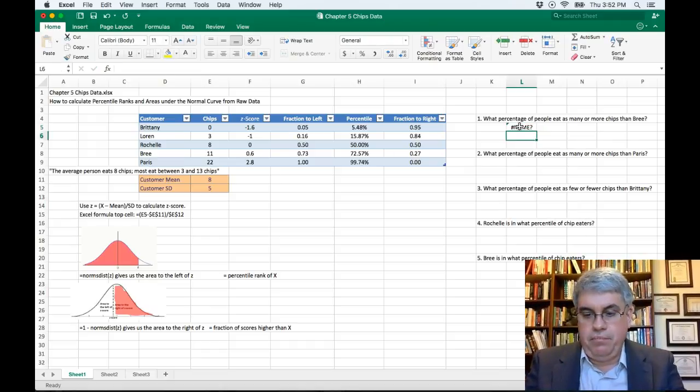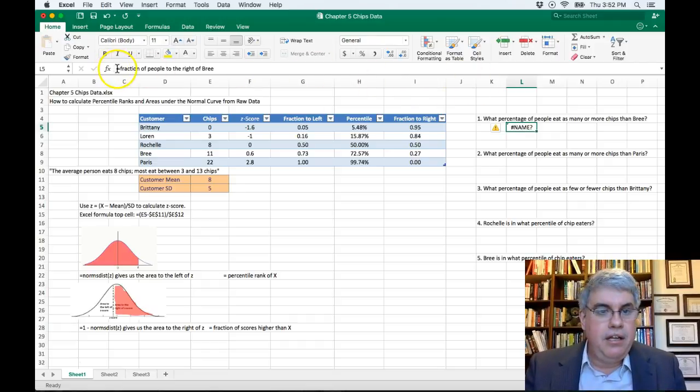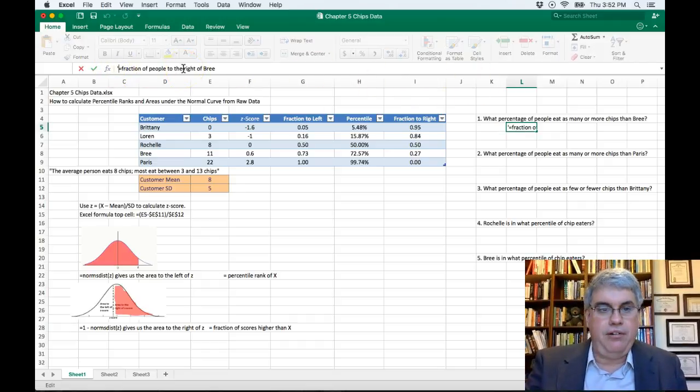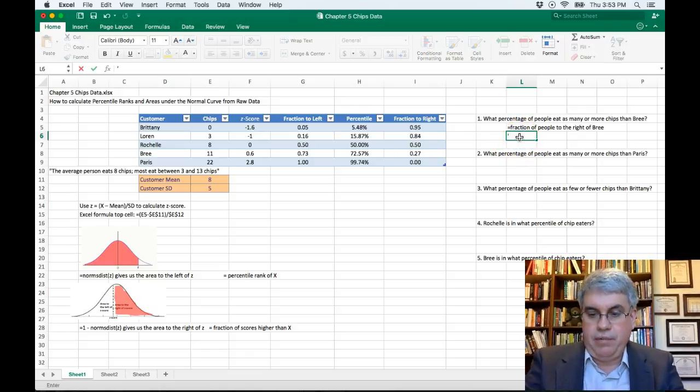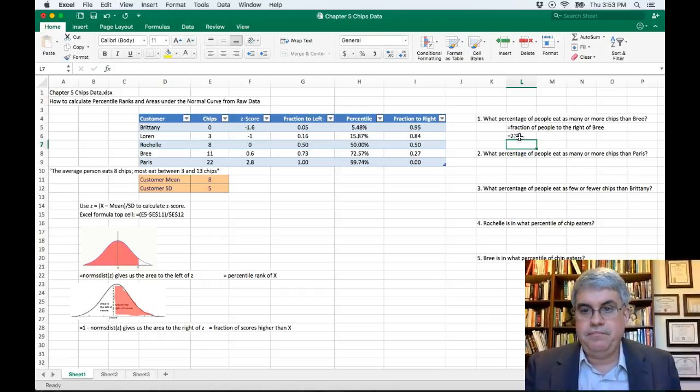And I need to put a single quotation mark in there so it won't think that it's an equation. So that equals the fraction of the people to the right of Bree. And I look over here and we get 0.27, or that's 27%. So we can write single quotation mark equals 27%. So what percentage of people eat as many or more chips than Bree? 27%.